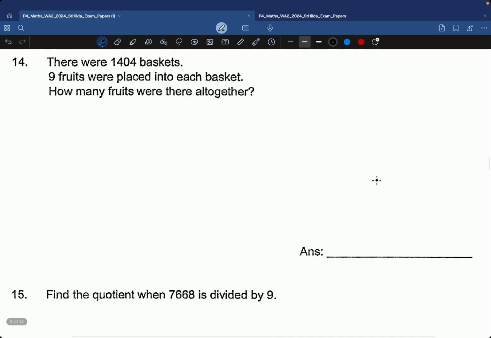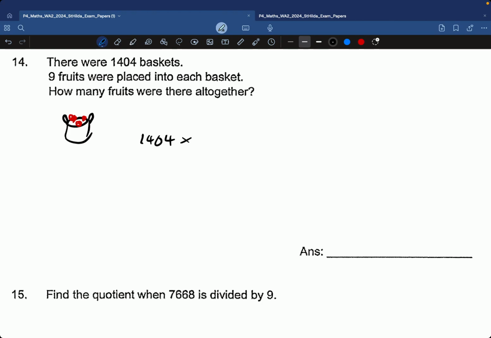Question 14. There were 1,404 baskets. 9 fruits were placed in each basket. How many fruits were there all together? So these are baskets, right? So this is one basket and there are 9 fruits. Let me just use another color. We have little apples inside them. So one basket has 9 fruits, or in this example, apples. So how many in total?